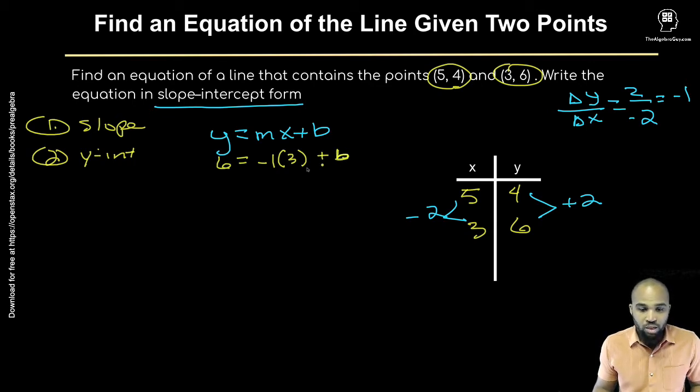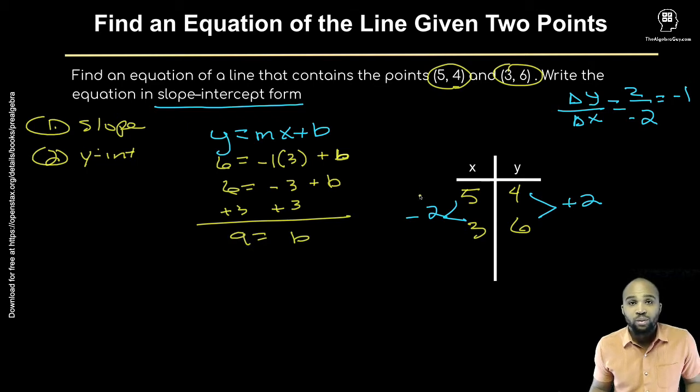B. Not a 6, but a b. All right, so all I got to do now is solve this for b, and I'm done. I already have the slope, so let's do it. Negative 3 plus b equals 6. I'm going to add 3 to both sides. Doing so gives me b equals 9.